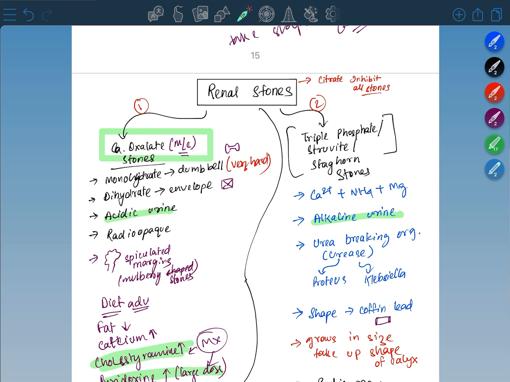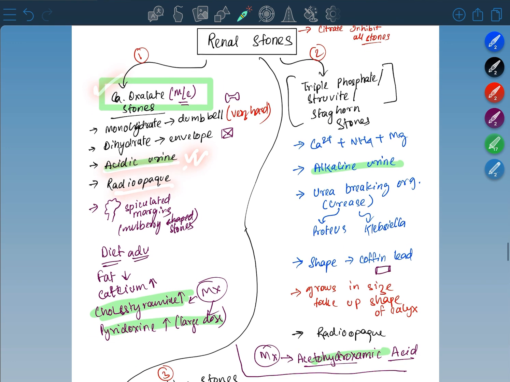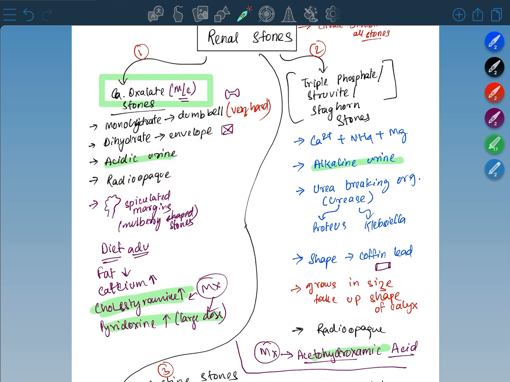This is a trick, it can work. Monohydrate is dumbbell shaped, so it is very hard. Dihydrate is envelope shaped. This can be broken down by ESWL. Calcium oxalate stones are found in acidic urine. These are radiopaque. We can see them in X-ray. They have spiculated margins, mulberry stones. If stones are shaped like this, then these are mulberry stones.